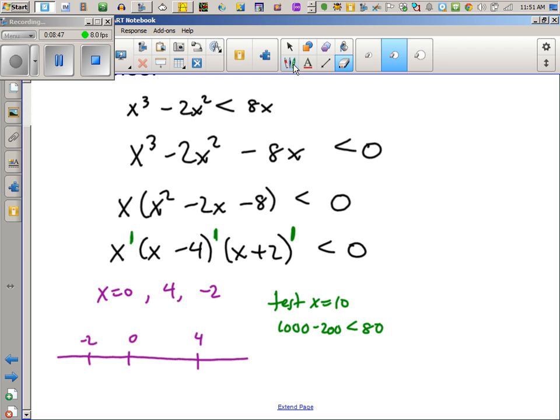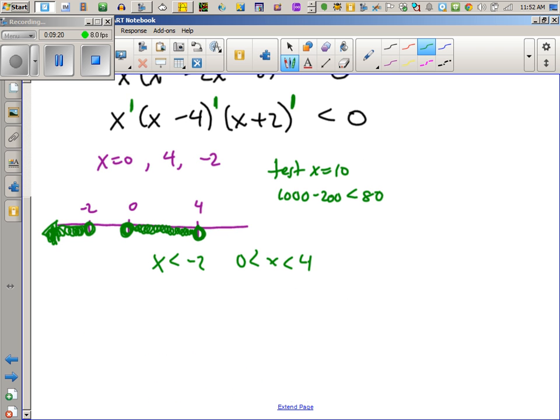Okay, so since it's odd multiplicity, then that means the next region over will be shaded. And then the next region will not be shaded. And then the region after that will be shaded. And we've got the answer to the problem. This is the full solution to the problem. It's just in graphical form. So now what we're going to do is just write it down. We got x is less than -2. 0 is less than x is less than 4. Or you can use the cool interval notation. -infinity, -2, union 0, 4. Doesn't matter to me.